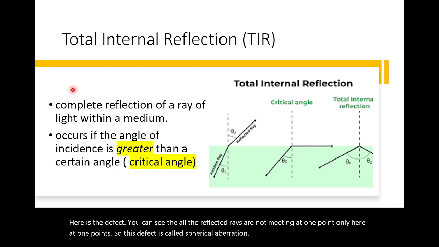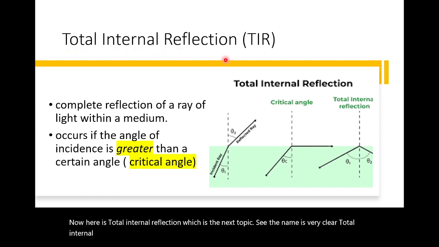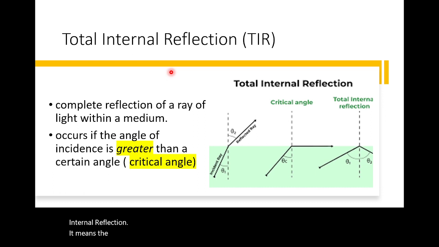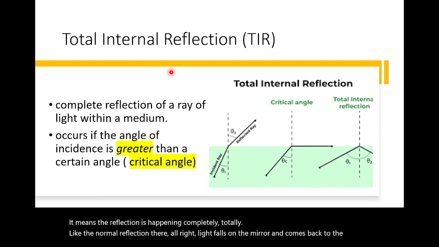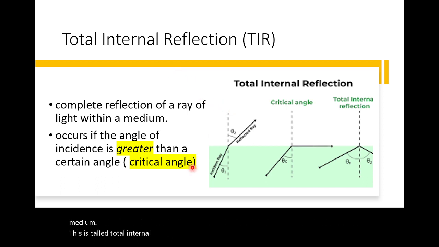Now here is total internal reflection, which is the next topic. See, the name is very clear. Total internal reflection means the reflection is happening completely, totally, like the normal reflection, where the light falls on the mirror and comes back to the same medium. This is called total internal reflection.